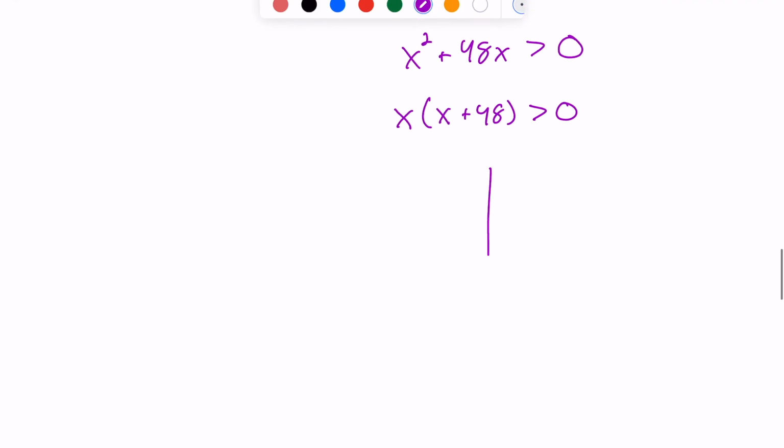So I just said you have a quadratic that's opening up, but this tells me that I have a 0 that occurs when x is 0. And this factor tells me I have another 0 when x is minus 48. So because this is an opening up parabola, it's going to go like this.